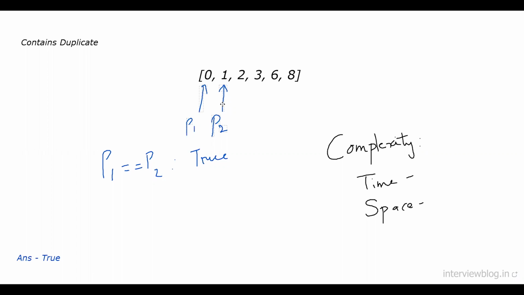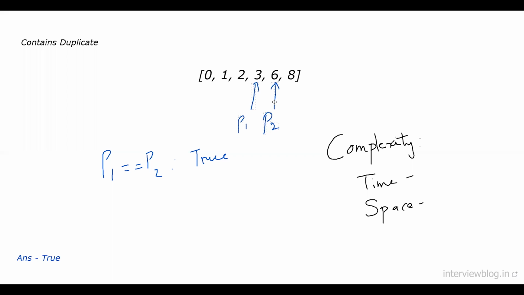Let us now consider this scenario. In this scenario, the elements present in the pointers P1 and P2 are 0 and 1. And since they are not equal, I'll be moving these pointers one step further. Now they are pointing to 1 and 2. Now, since they are not equal, I'll be moving my pointers one step further. Now 2 is not equal to 3. Hence, I'll be moving the pointers one step further.